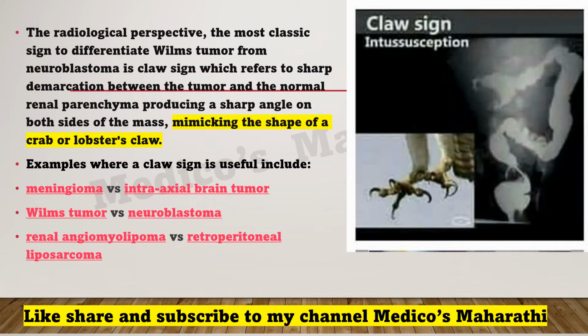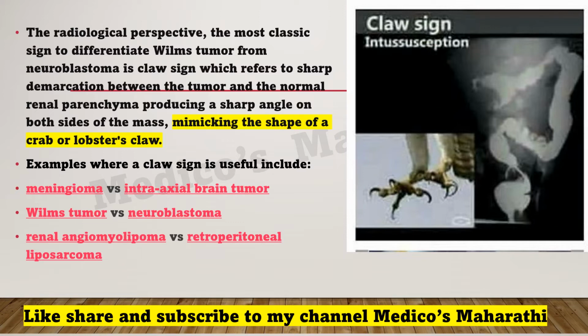It's looking like this, and we can see where the claw sign is. So here you go, it is a radiological classic sign which will help you differentiate Wilms tumor from neuroblastoma. It is an identical sign seen in Wilms tumor. And you can differentiate meningioma, Wilms tumor, and renal angiomyolipoma.